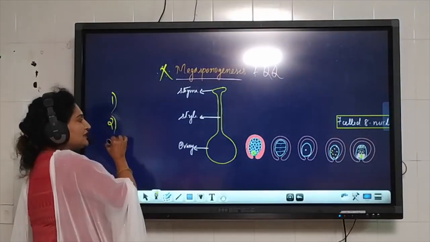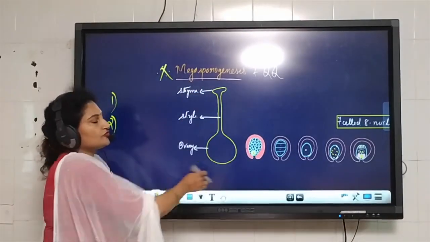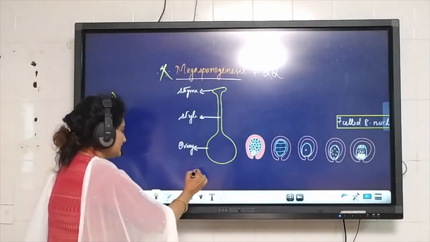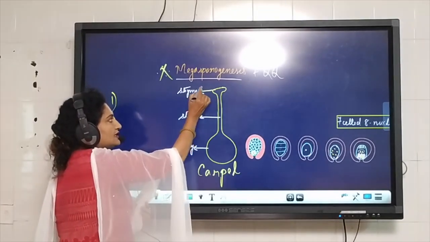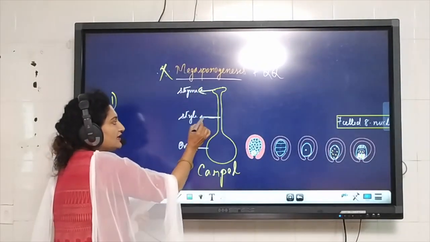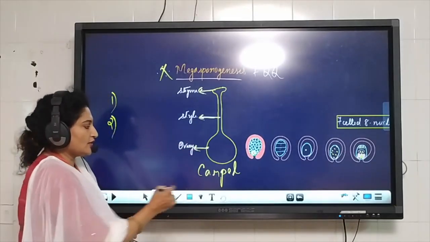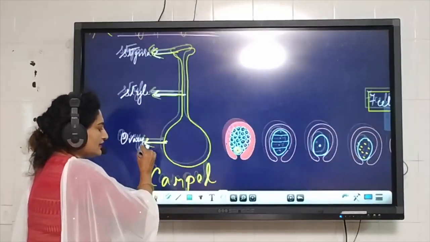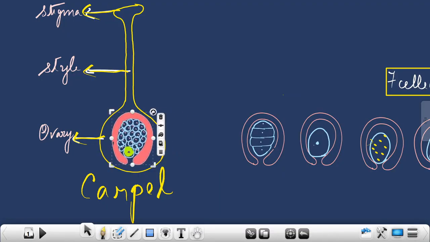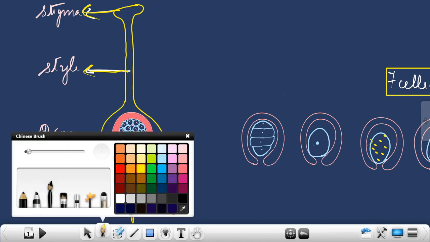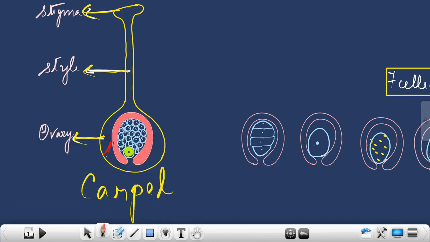The second point should be a brief structure of the female reproductive organ, that is the carpel. What are the parts of a carpel? The three main parts are stigma, style, and ovary. Within the ovary lies the ovule. I am placing the ovule inside the ovary. And this ovule is connected to the ovarian wall by a stalk. I am highlighting the stalk called funicle.